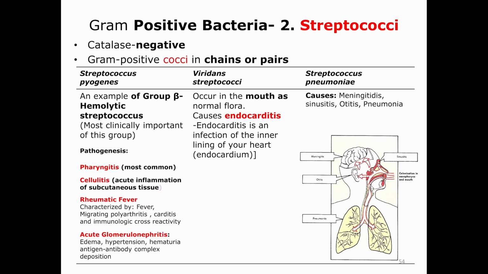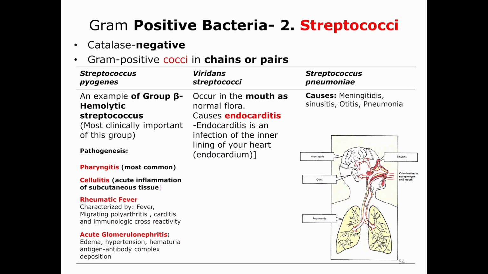Then when we look at the Streptococcus viridans, it occurs in the mouth as normal flora, and it may cause endocarditis. And endocarditis, as I explained the last time, is the inflammation or infection of the innermost lining of the heart, or the endocardium. Now, when we pick the Streptococcus pyogenes, an example of it is the group A hemolytic Streptococcus, and the most clinically important of this group of bacteria.